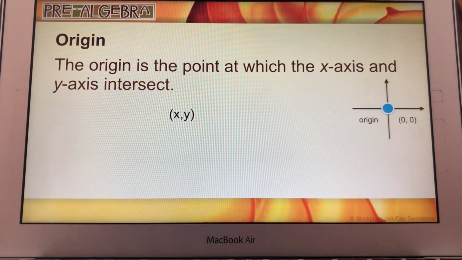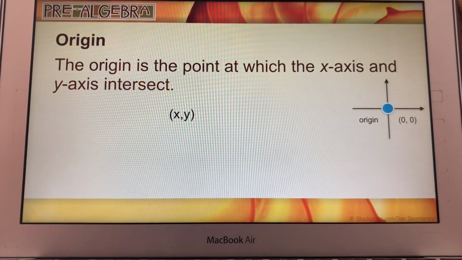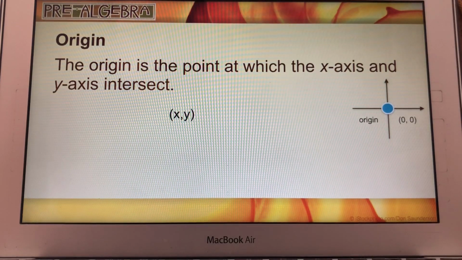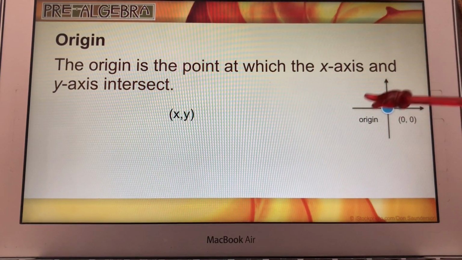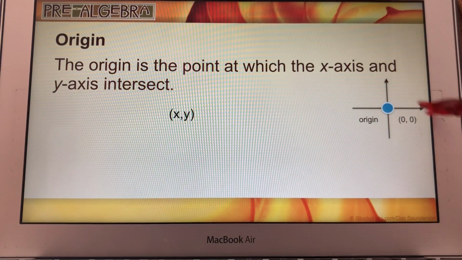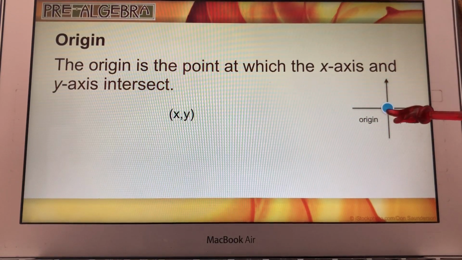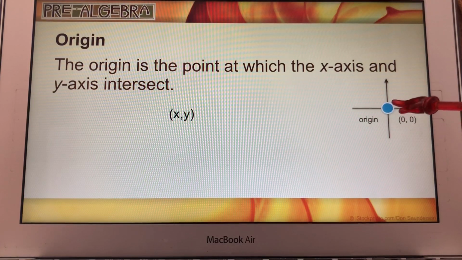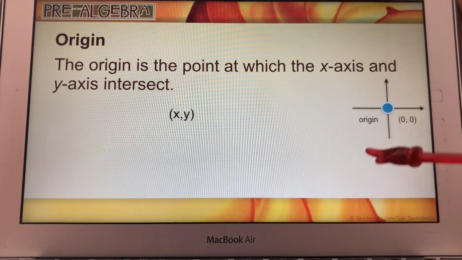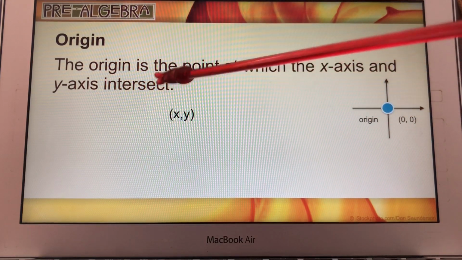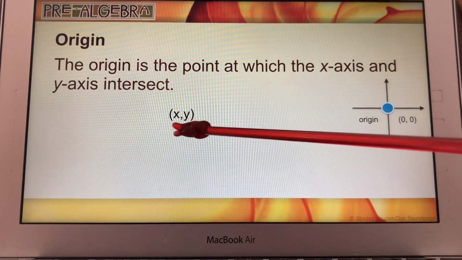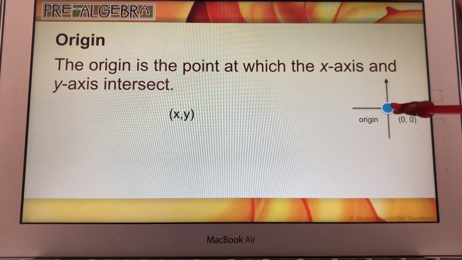Now, the origin is the point at which the x-axis and the y-axis intersect. So let's take a look and see. Suppose this is our grid right here. This is the x-axis, here's the y-axis. The blue dot right here, that is our origin, because that's where the x and the y meet or intersect. And that point is 0, 0. If you were to write your coordinates, it would be (x, y), or (0, 0) right here for the origin.